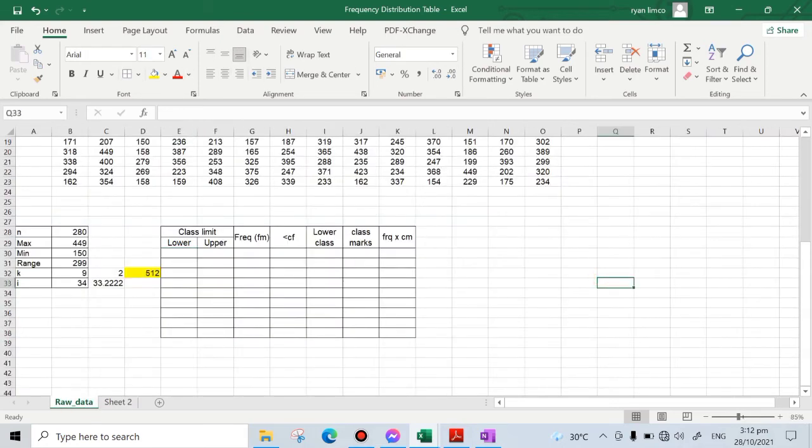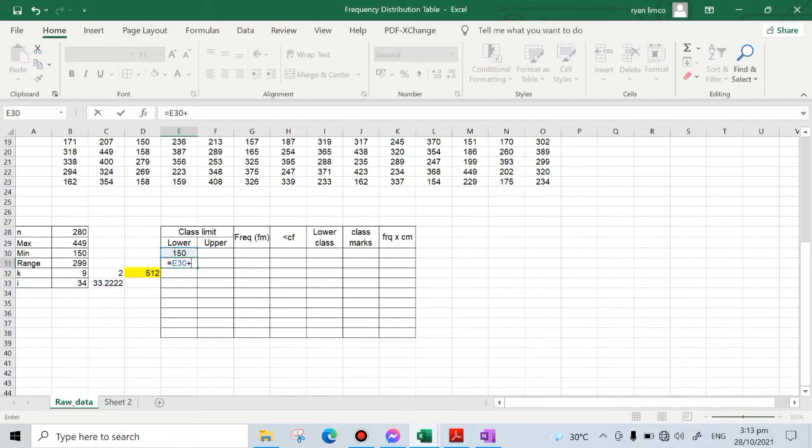So, start tayo with the lower value. Lower value natin, itong minimum, that's 150. So, we have here equal to 150. And then, for the upper, and for this, we have equals 150 plus yung ating interval, I. And press F4. Then, itadrag lang natin ito pababa.